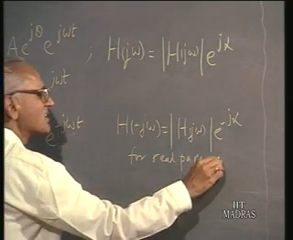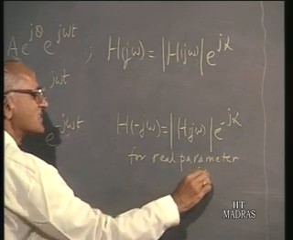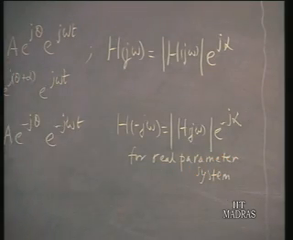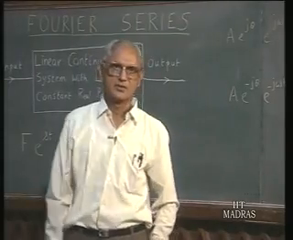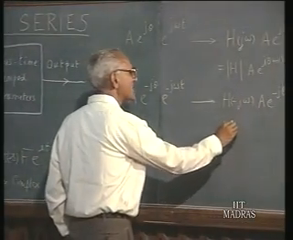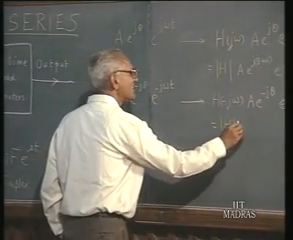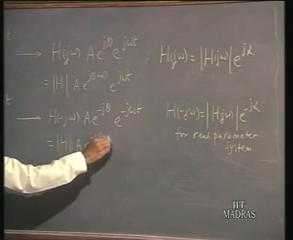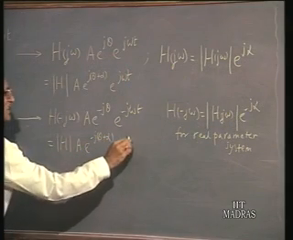For a real parameter. What do we mean by real parameter system? Suppose you take a circuit as an example. We are saying R, L, and C have real values. Hence, I can write this as |H| A e to the power of minus j(θ plus α) e to the power of minus jωt.